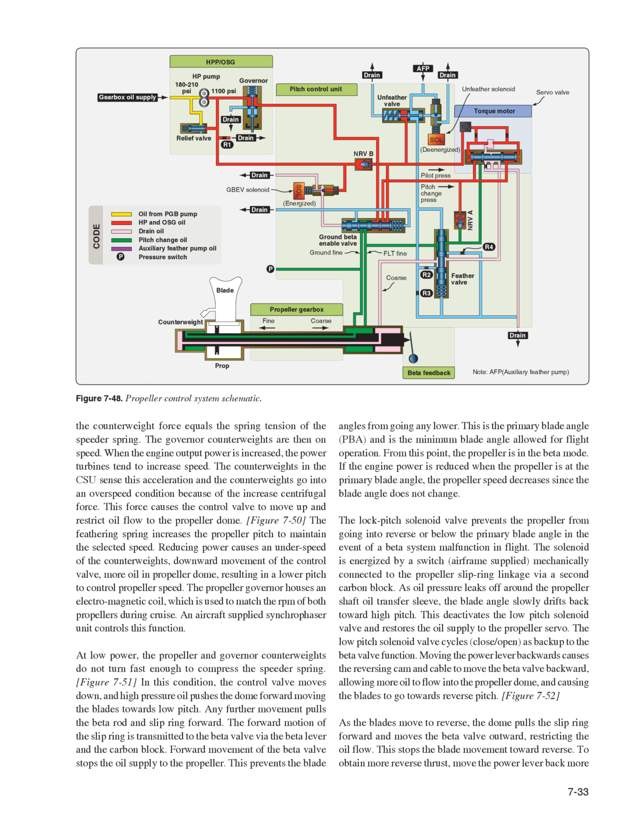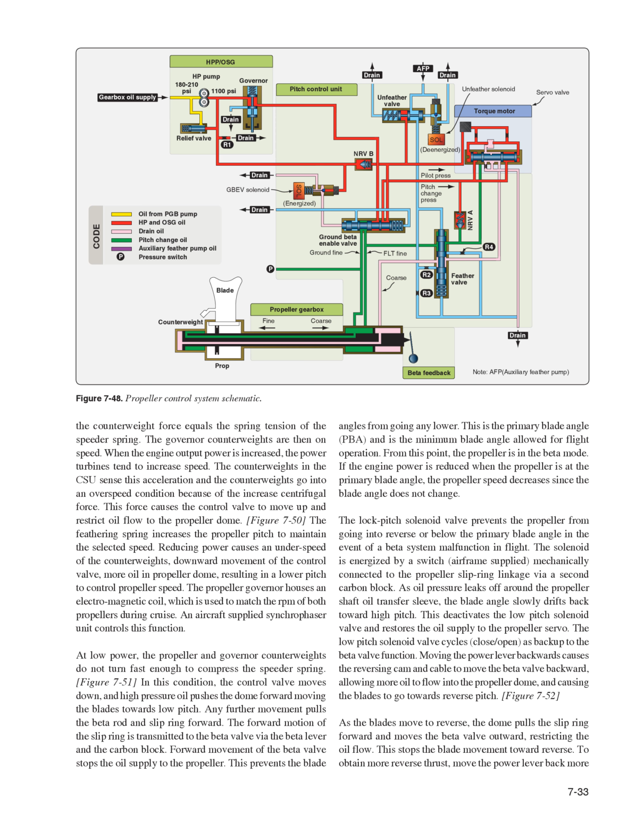The forward motion of the slip ring is transmitted to the beta valve via the beta lever and the carbon block. Forward movement of the beta valve stops the oil supply to the propeller. This prevents the blade angles from going any lower. This is the primary blade angle, PBA, and is the minimum blade angle allowed for flight operation. From this point, the propeller is in the beta mode. If the engine power is reduced when the propeller is at the primary blade angle, the propeller speed decreases since the blade angle does not change.